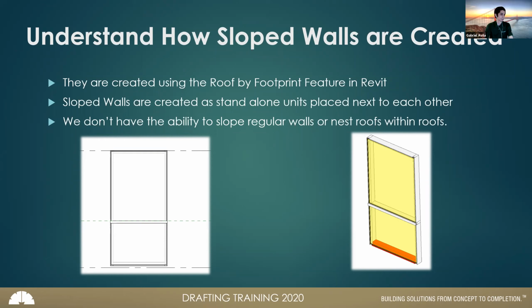And like I said, sloped walls are created as standalone units. So you can see here, I created a unit. They're actually placed next to each other. Unlike the curtain walls where you have a rough opening that contains these units, with sloped walls, they're individual units placed next to each other instead of in a container, and stacked onto each other. Because we don't have the ability to slope regular walls like I mentioned, or nest roofs in roofs, which is not possible, if that makes sense.